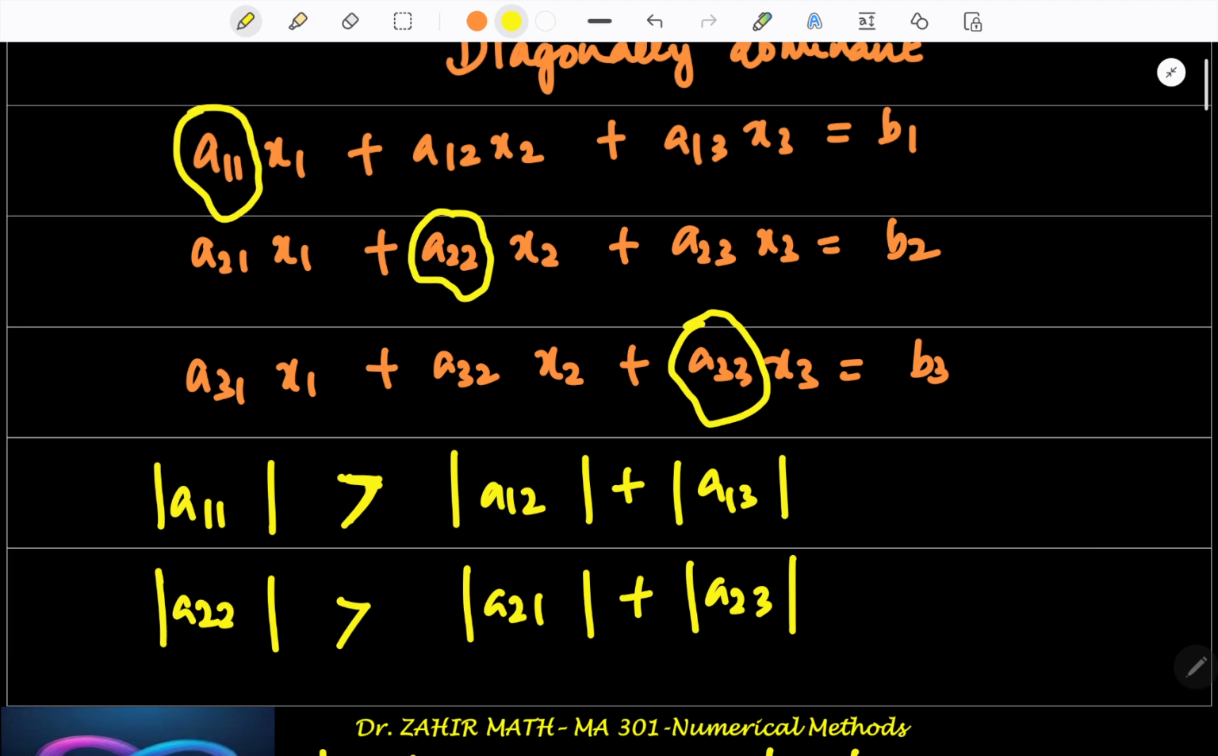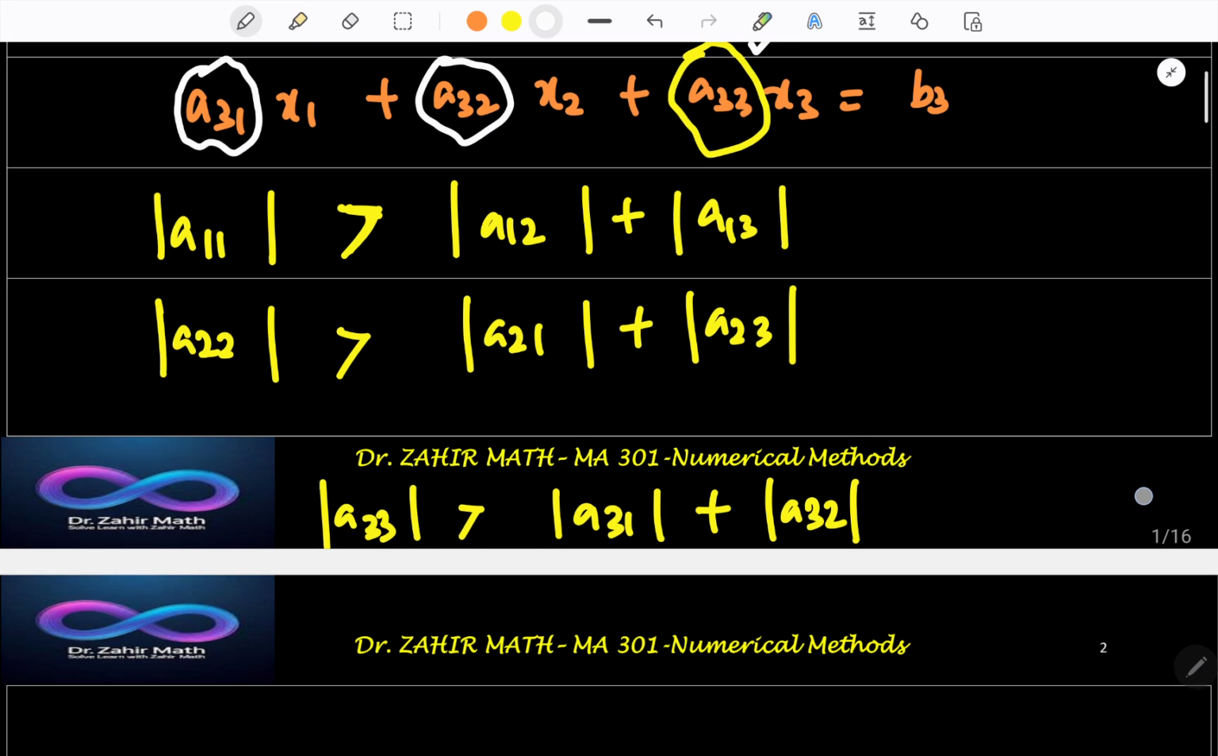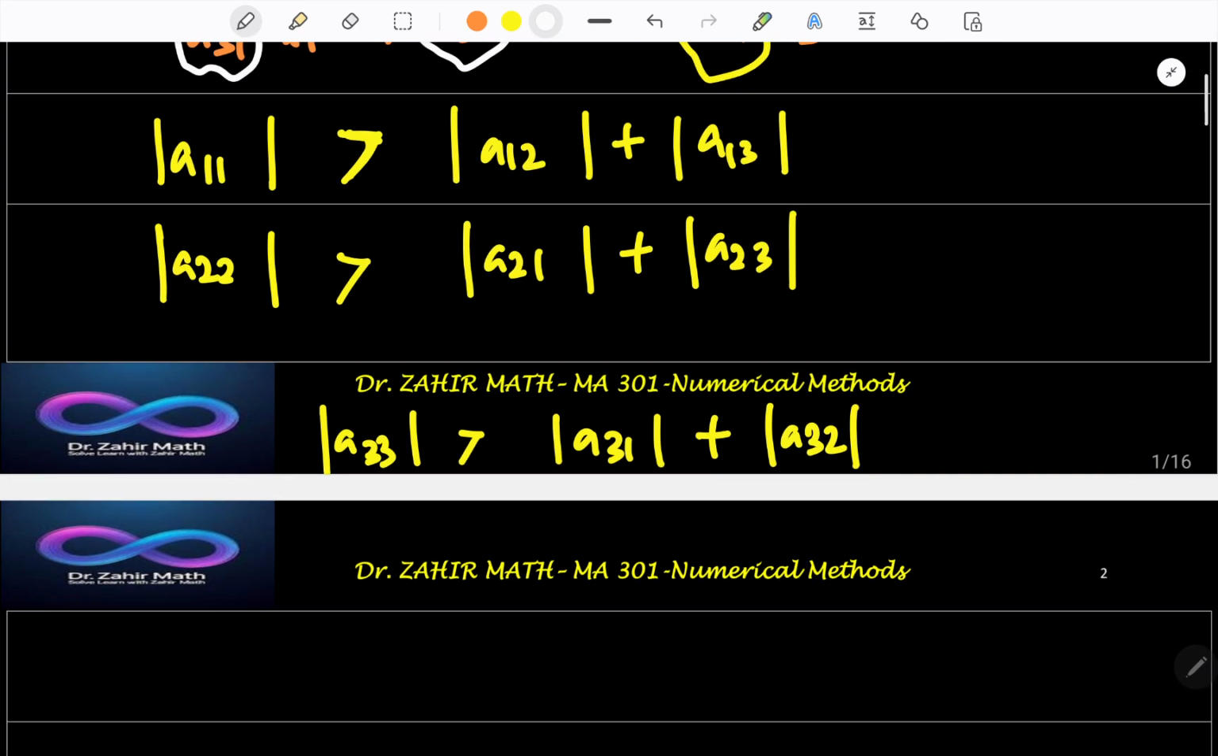Again, I'm telling you this absolute value is more than the sum of this value plus this value. And this absolute value must be more than the sum of these two values. And the third one, this absolute value is more than the sum of A31 and A32. If it is like this, then it is called diagonally dominant.